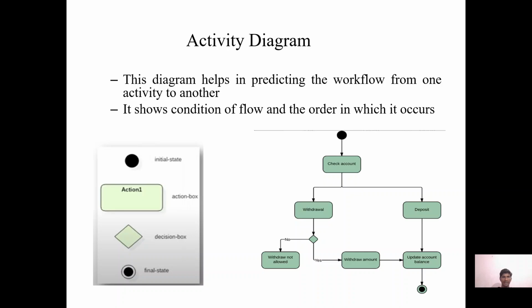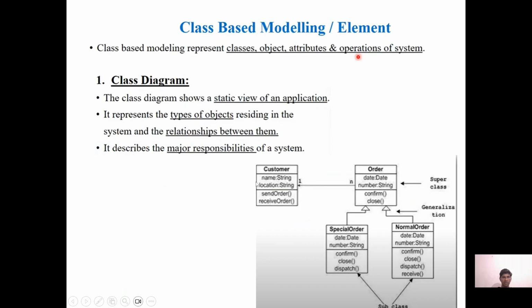Next is the activity diagram. This diagram helps in predicting the workflow from one activity to another activity. The initial state is a filled circle, the action box is a rounded rectangle, then there is the decision box, and the final state is a double circle. So this is about the activity diagram.